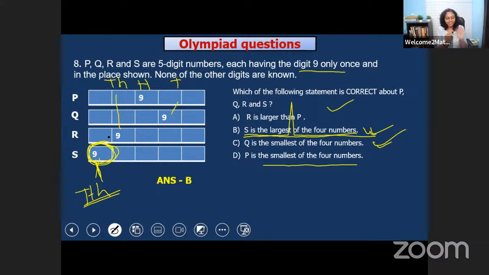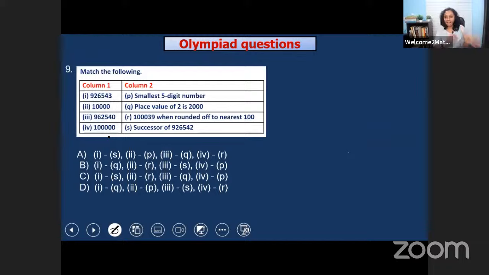So always remember this, okay? Whenever your number starts with 9, that would be the largest one. And if the number starts from 1, that would be the smallest one. Okay, fine. So let's move on. Let's solve one more question. Many questions are there, so let's solve another question.